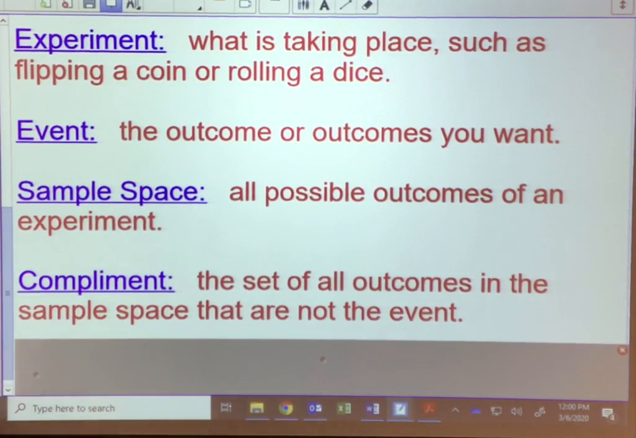The complement of an event is a set of all the outcomes in the sample space that are not the event. So think back to that dice again. We wanted a probability of a 6. Well, the sample space for rolling a dice is 1, 2, 3, 4, 5, and 6. So the outcome we want would be the 6, the event. The complement of that event would be 1, 2, 3, 4, 5. Basically all the ways I can lose, okay? I only win if I get that 6. So take a minute, get this written down if you need to, and we'll take a look at a couple of experiments.